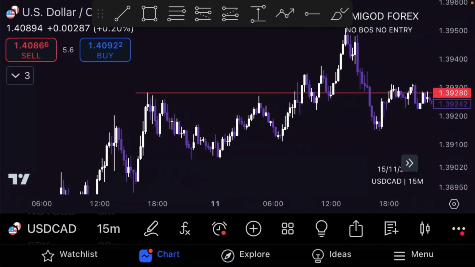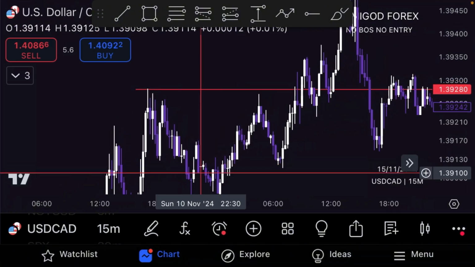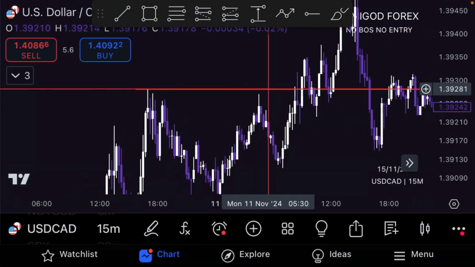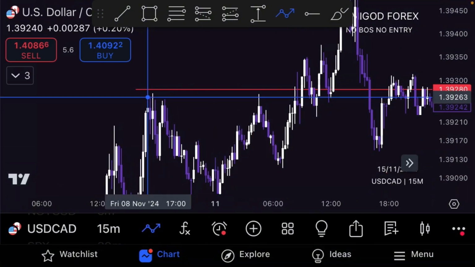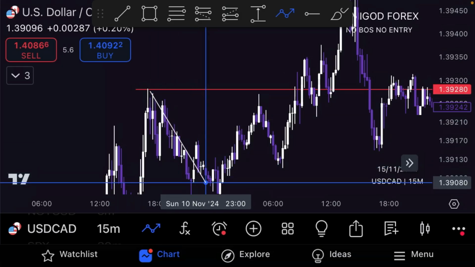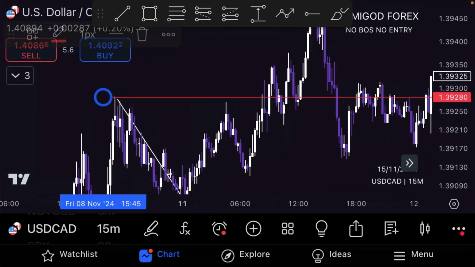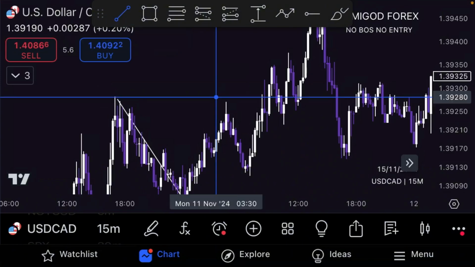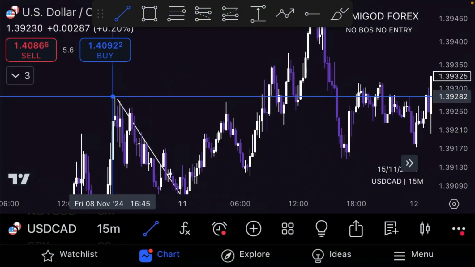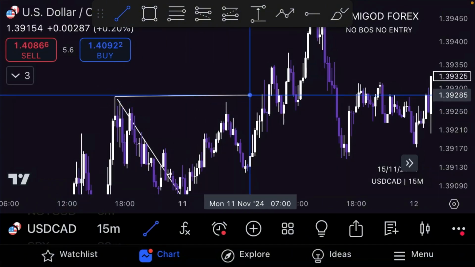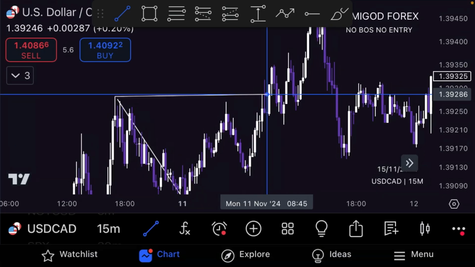Okay, so we have this high. This is the highest level for now. So we're looking at prices going above here to form a break of structure. So what we have right now in the market is prices from here coming down to here. As soon as prices break above that level, we have a break of structure. I hope you understand what happened there.